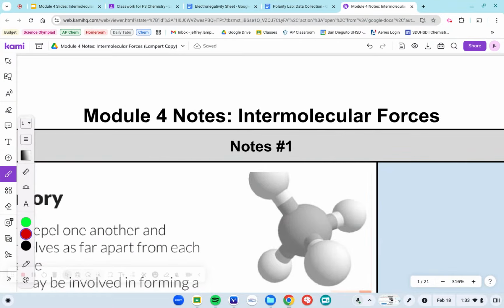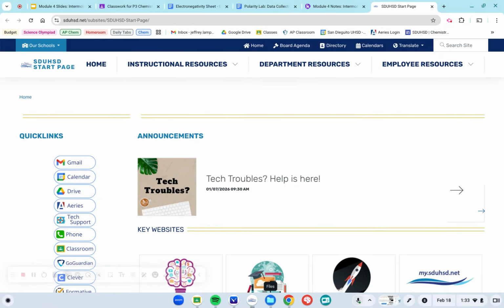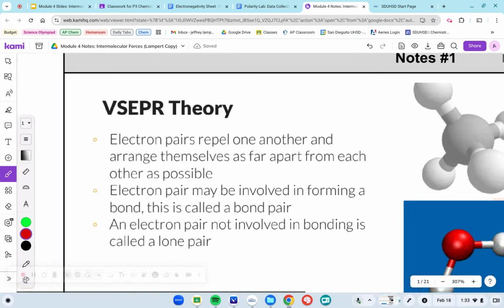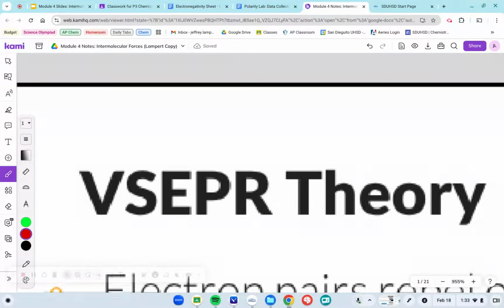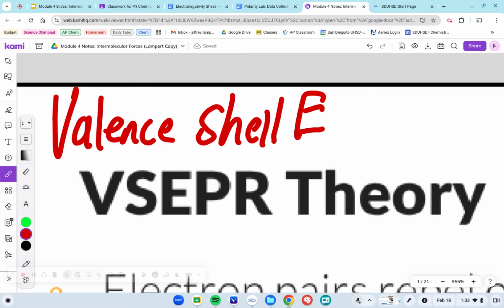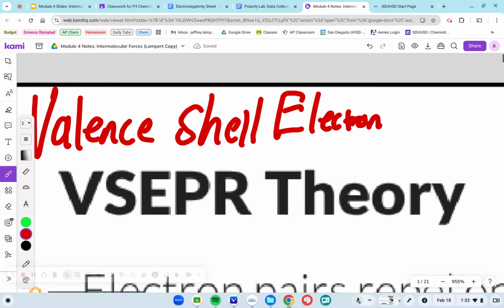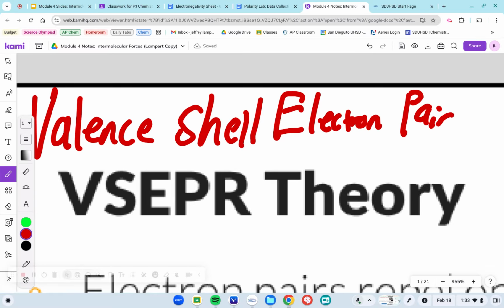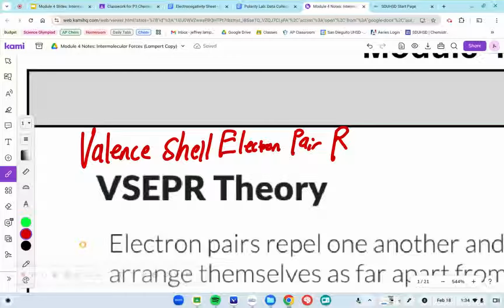So, starting off, let's talk about the theory that's going to help us explain why everything that we're learning happens. To start off, the theory is called VSEPR theory. I know it's spelled VSEPR, but we just call it Vesper theory. What this actually stands for is valence shell, which we already know, right? Valence just means the outer electrons. E stands for electron. P stands for pair. And R, our last word there, is repulsion.